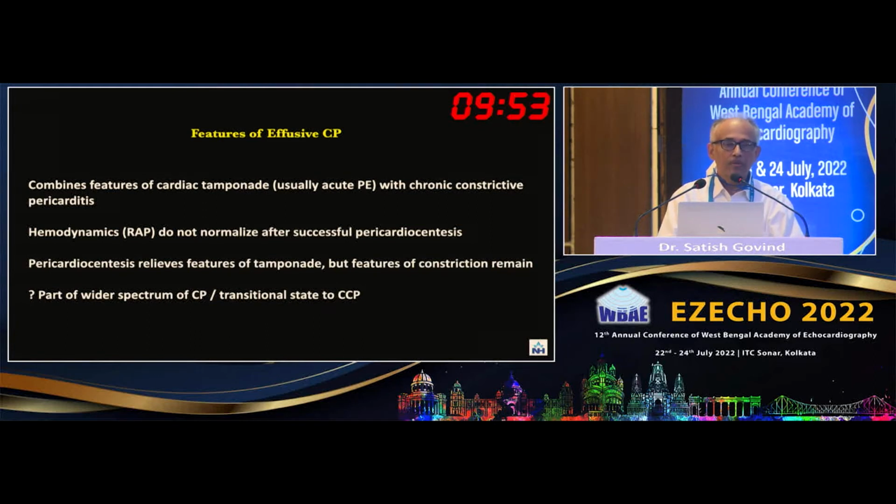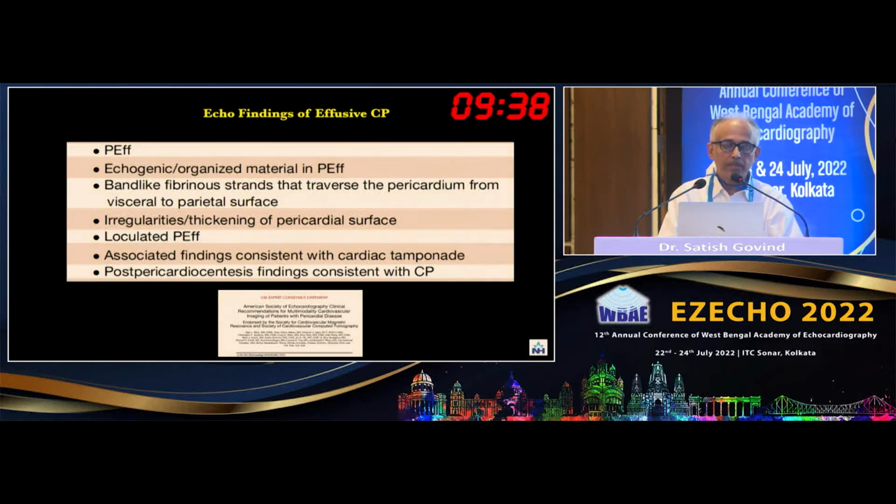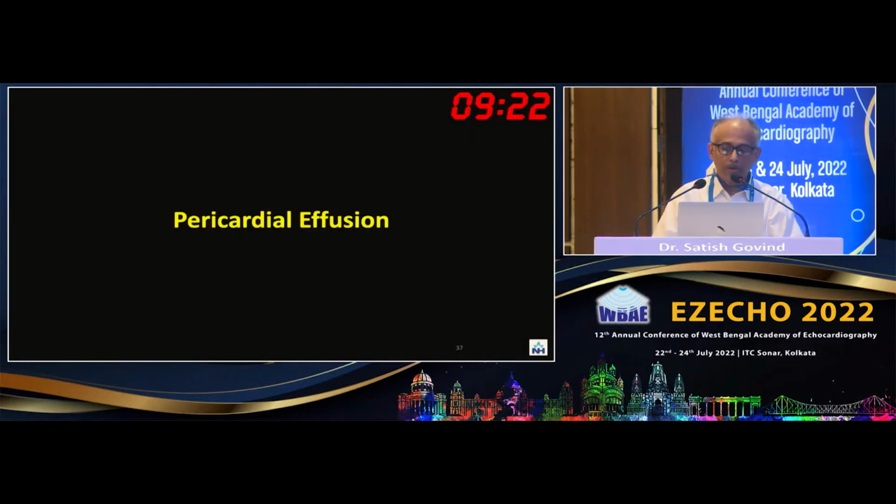This is the effusive constrictive pericarditis. There is again a theory of postulations: is it a wider spectrum, or is it a transitional state? But this entity is very well known, and one should look at tamponade which has been tapped, and the constriction doesn't go away. So these are the findings. You can have pericardial effusion, organized material, fibrous strands, thickening of the pericardium, loculated effusion, and then most importantly, you have these tamponade findings, and also post-pericardiocentesis, you find the features of constriction.